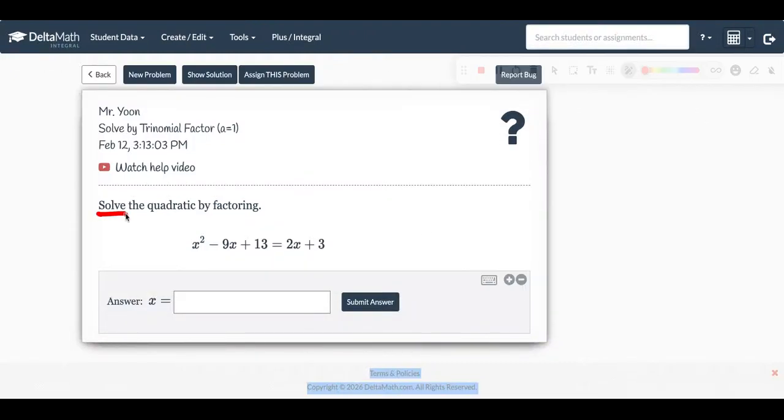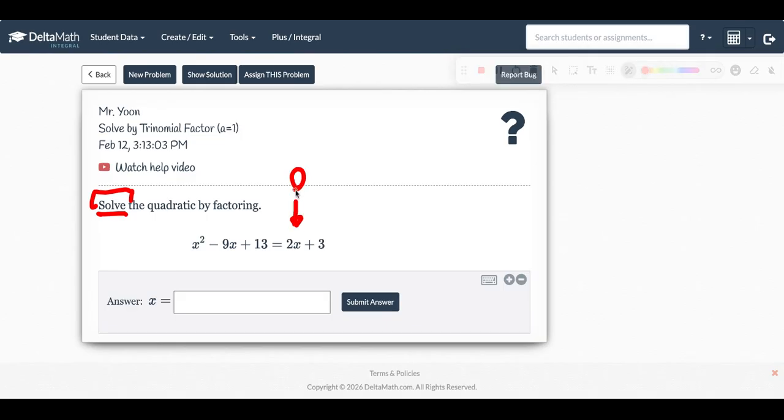Okay, let's solve this equation by factoring. Solve means you do more than just the X method and factoring. There's some steps at the beginning and some steps at the end that you have to do first. And the first step is you need to make one side of the equation equal to 0.